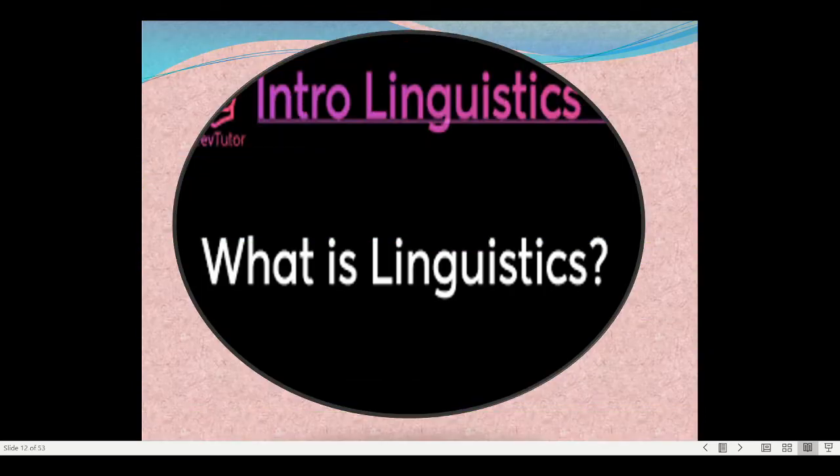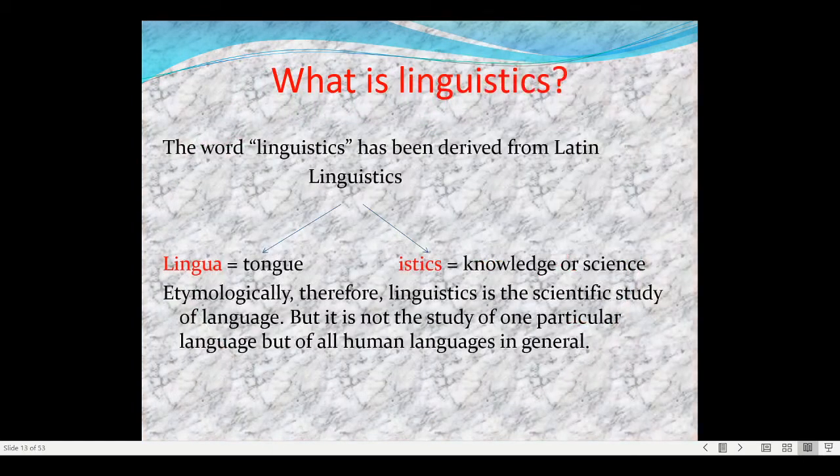Now, here we have an introduction to what is linguistics. The word linguistics has been derived from the Latin words lingua, which means tongue, and istics, which means knowledge or science. Etymologically, linguistics is the scientific study of language, but it is not the study of one particular language, but of human language in general.